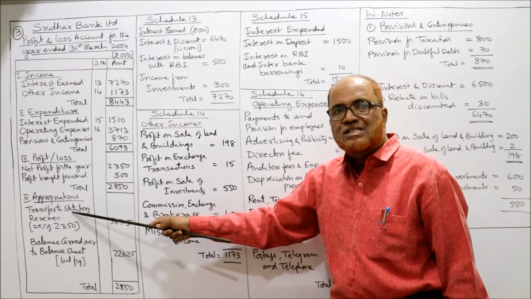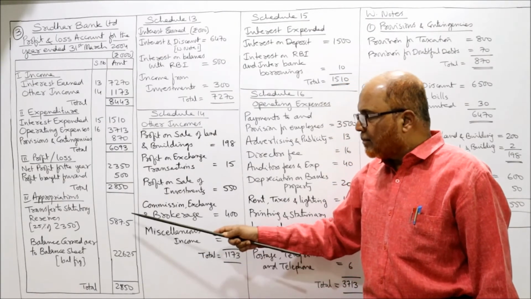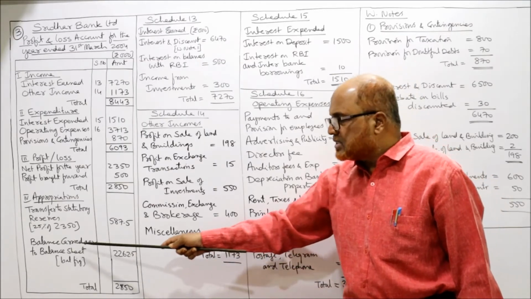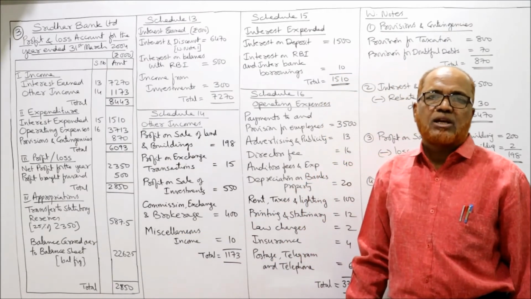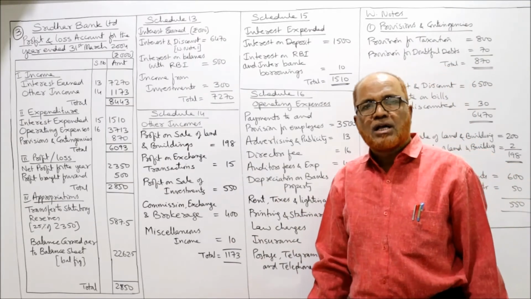This is transferred to statutory reserve. Now subtract 2850 minus 587.5, you will get 2262.5. This is the balance of profit carried over to the balance sheet. That's all. This is problem number 3.